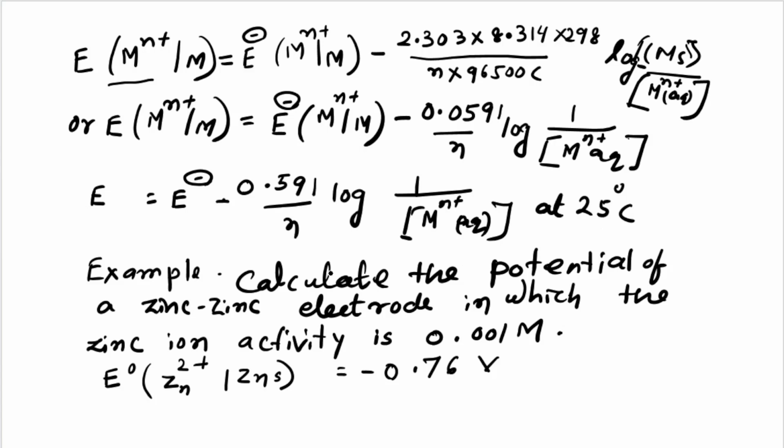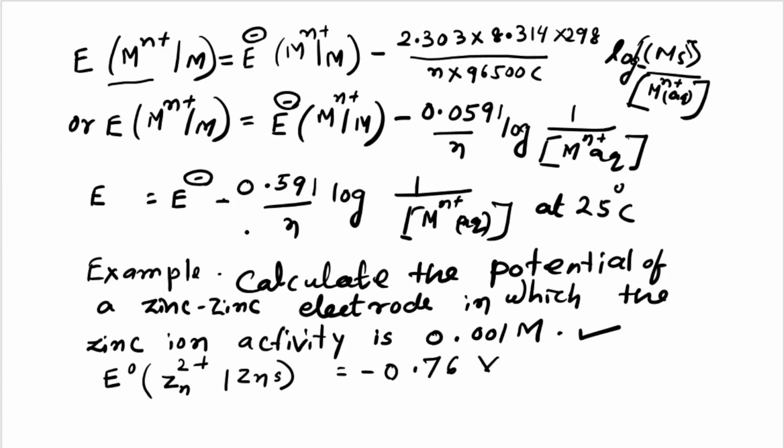So here is an example: calculate the potential of the zinc electrode in which the zinc ion activity, that is the concentration, is 0.001 M. M should be written. And here E0 Zn2+/Zn is also given in the question, that is minus 0.76 volt. So what is given in the question? The molar concentration is given, and the E0 value of zinc is also given.